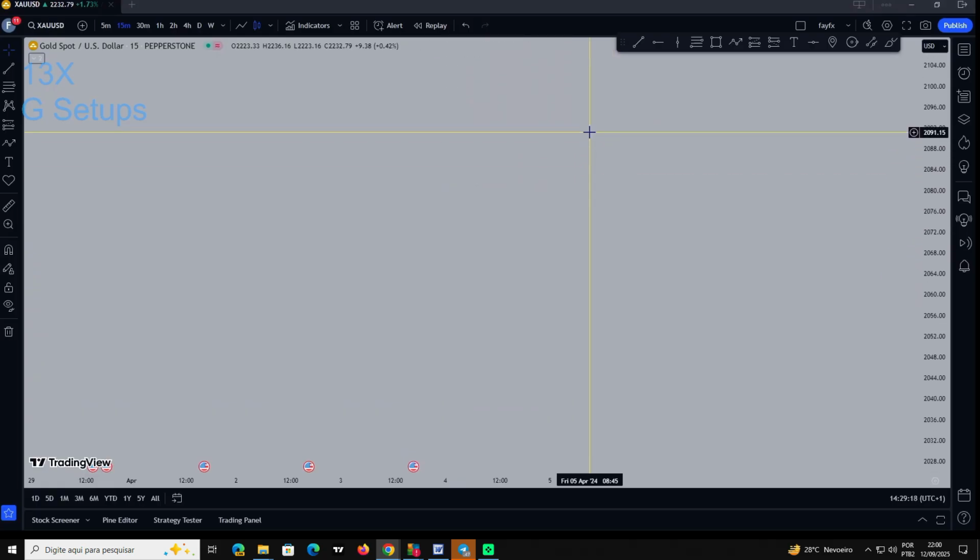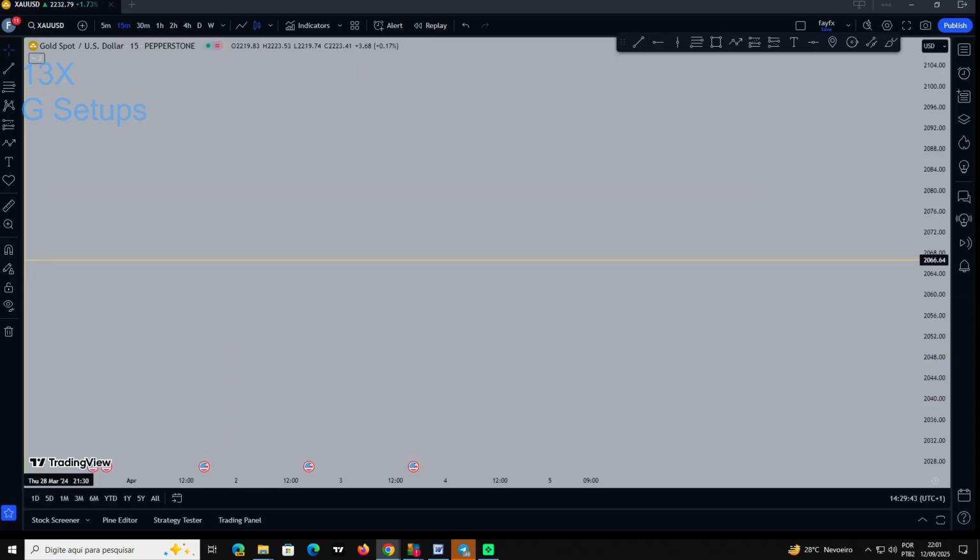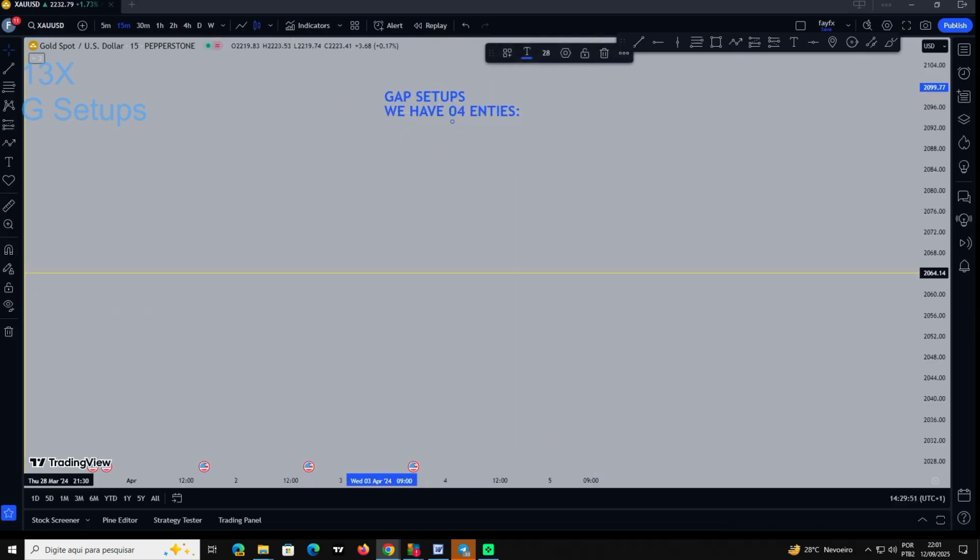Today we are going to see another kind of setups, gap setups, like we did in classic setups. We are going to use the two concepts combined: CC entries and equilibrium entries. Also, for the gaps, we have four entries. Let's begin with the first one.